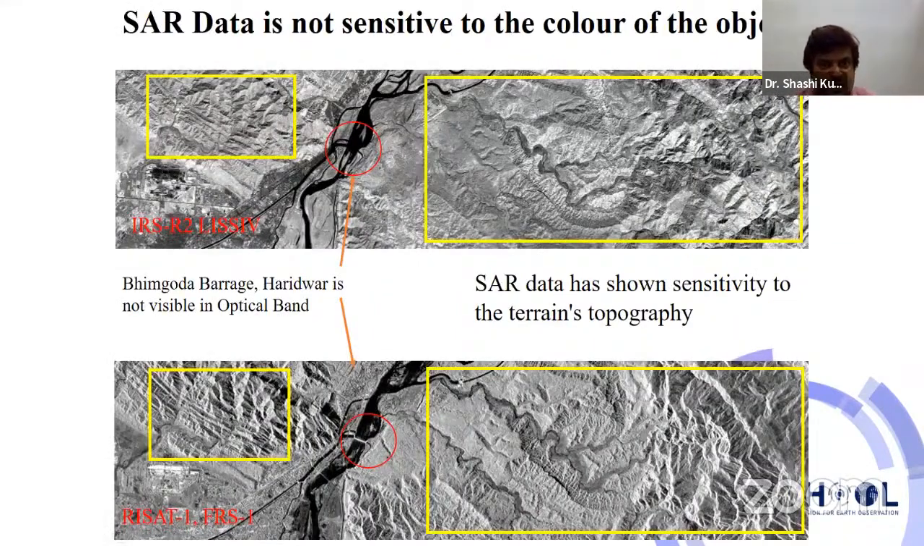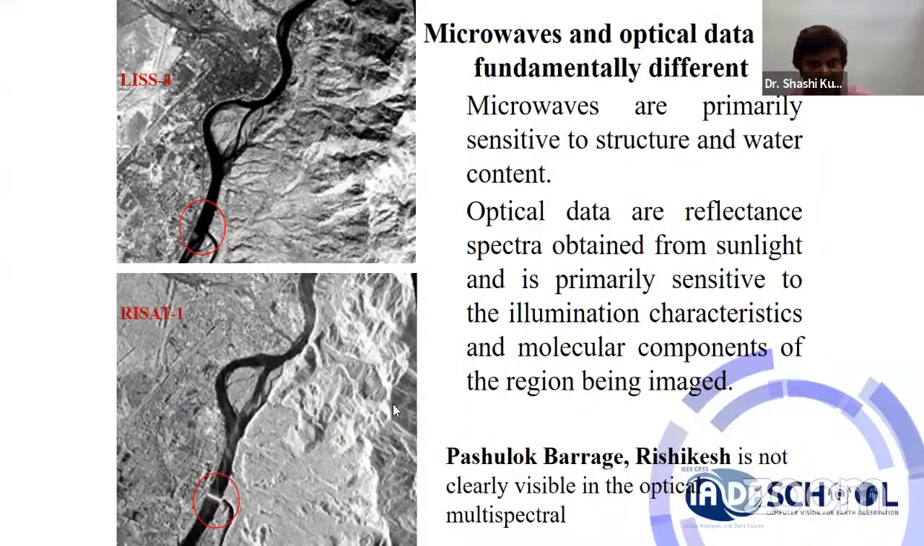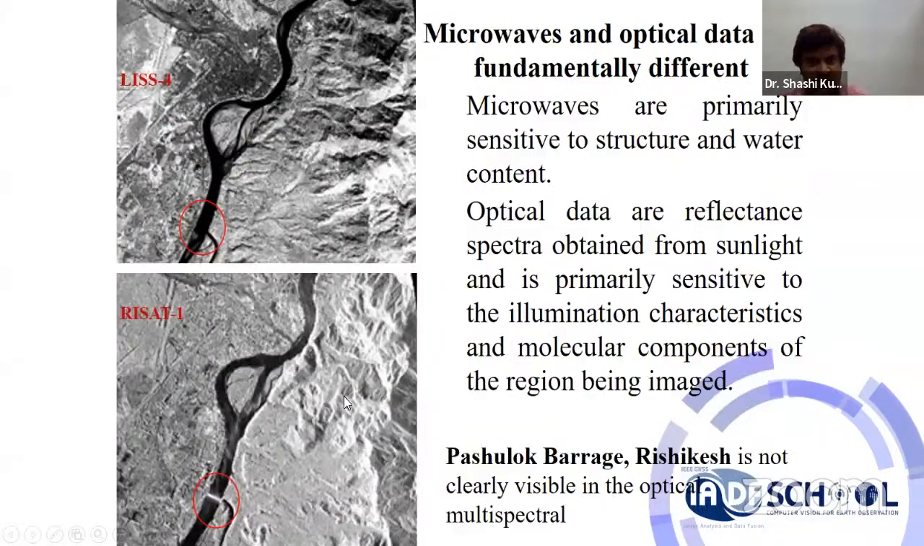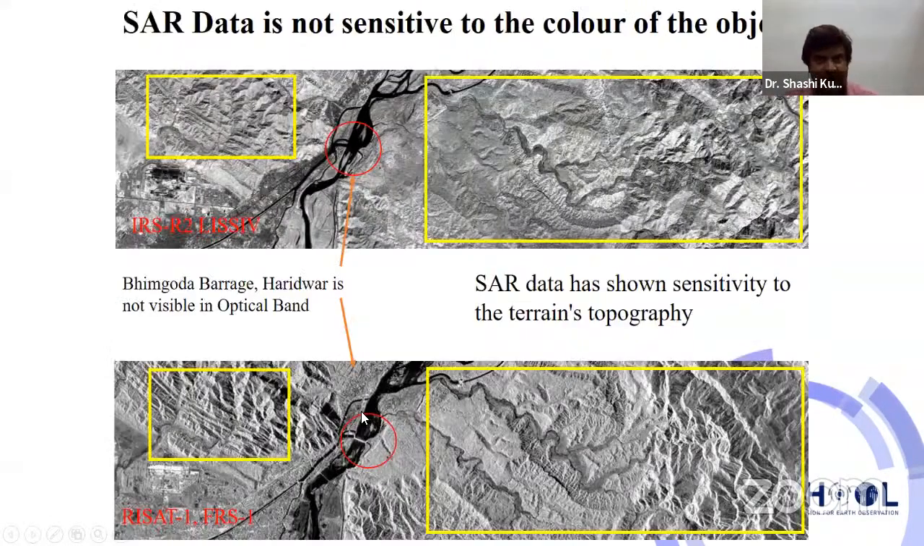Another advantage we are going to see is in another area. We are now focusing on the lower portion of the image. In the lower portion, there is another barrage, and that barrage is also not visible in the one band of the optical multispectral data set. But due to the interaction of the electromagnetic waves, microwaves, with the structure of the barrage, we are able to clearly identify those features in the SAR data set.